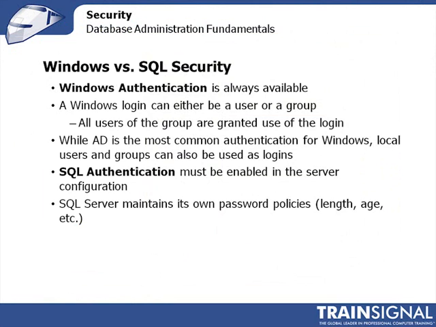Windows authentication is always available on modern versions of SQL Server. A Windows login can either be a user or a group. If a group is added to SQL Server as a login, then all users who belong to that group in the directory are granted use of the login. It becomes a kind of shared login for all members of the group. While Active Directory is the most common authentication for Windows, local users and groups can also be used as logins.